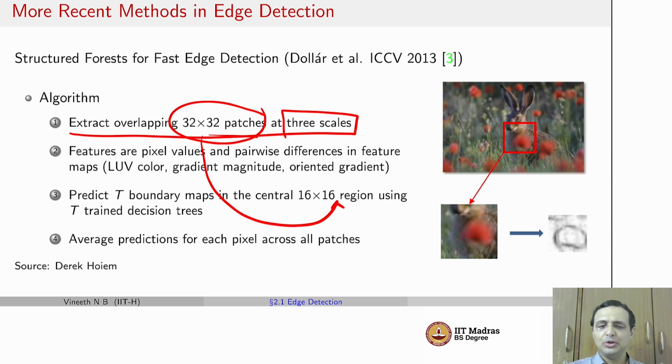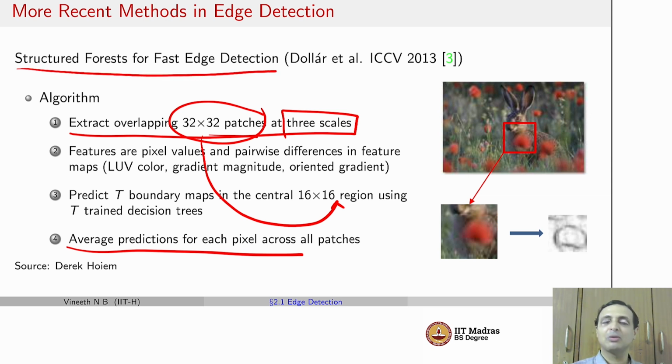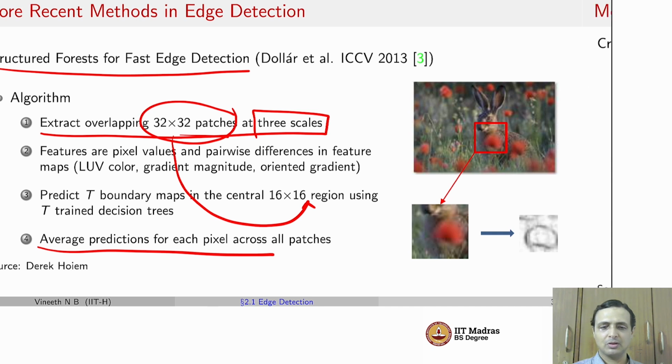You would get such a prediction for the central 16 cross 16 region across many different patches. You simply average the predictions for each pixel across all the patches in which that pixel occurred, and that tells you whether that pixel was an edge pixel or not an edge pixel. For more details, you are welcome to look at this paper to understand this better.